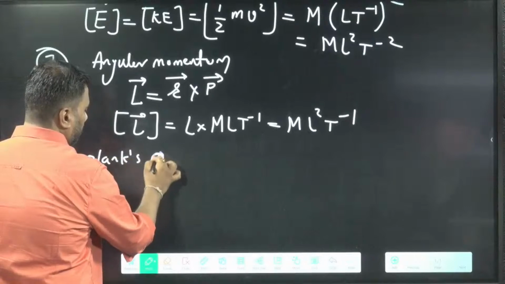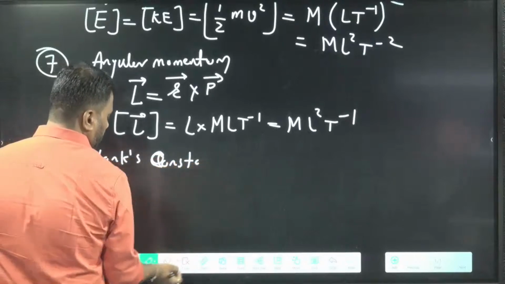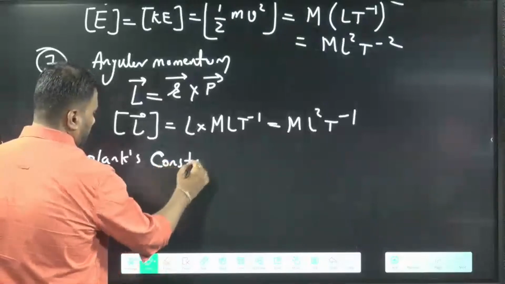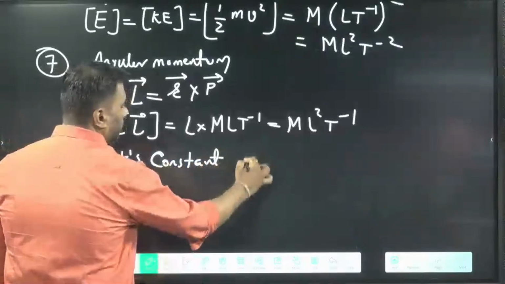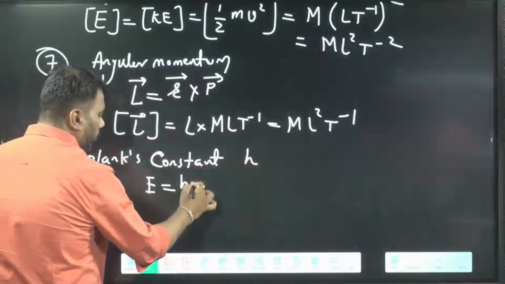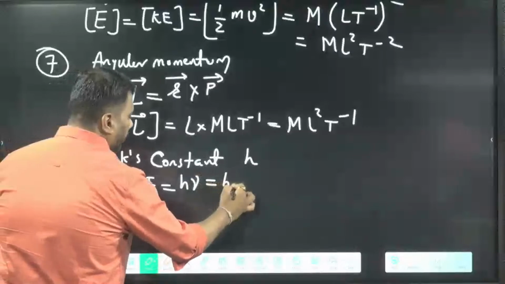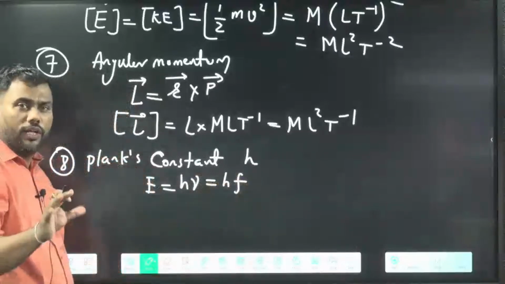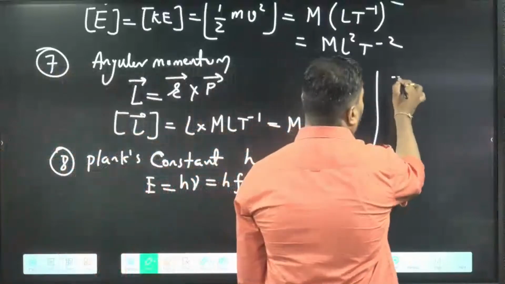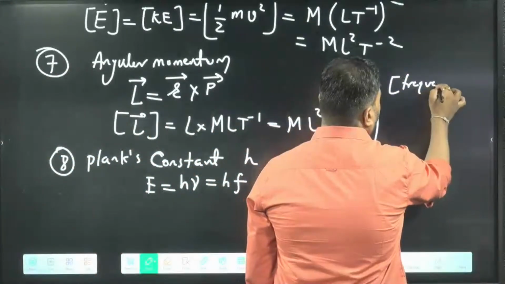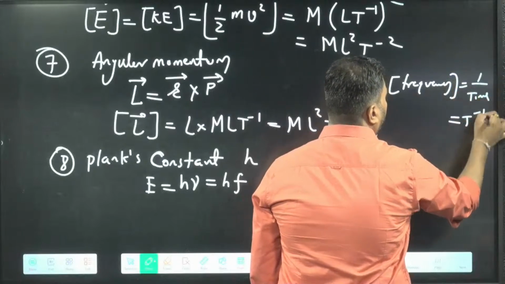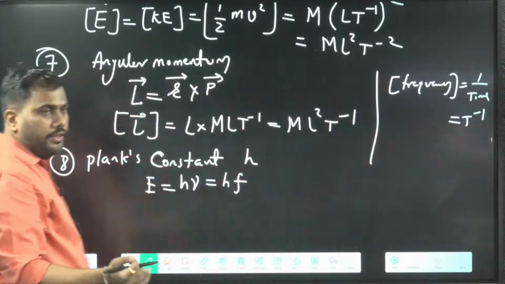Dimensions of Planck constant. Planck constant h. Do we remember any formula regarding Planck constant? Yes, energy of photon is given by h nu. Some people also say this is hf. Nu or f is same thing. This is frequency. Dimensions of frequency. How to find dimensions of frequency? It is 1 upon time period. So it's T minus 1. Dimensions of frequency T minus 1.